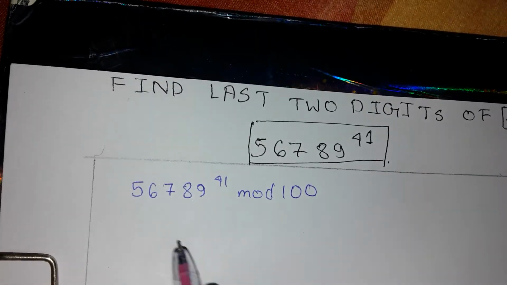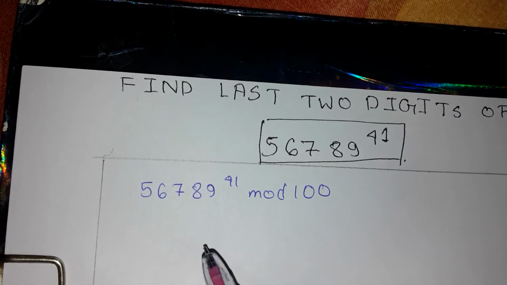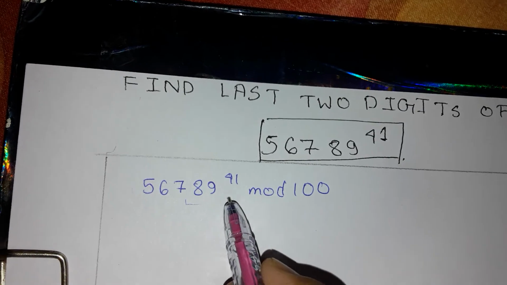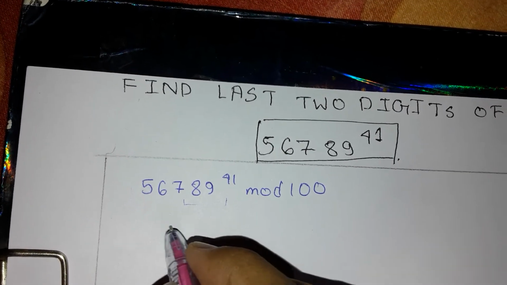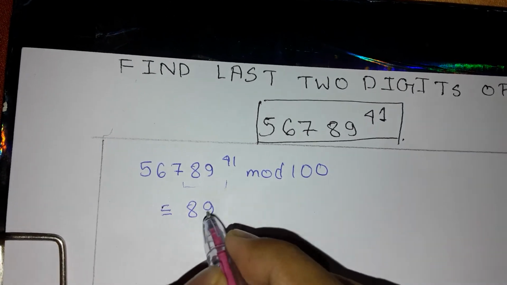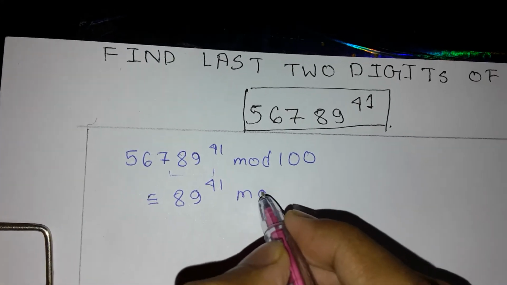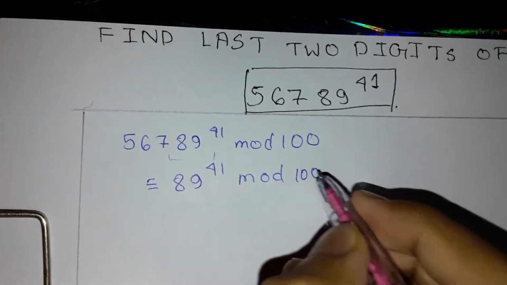The second hint says that the first three digits have no function here, only the last two digits have a function. So it will be congruent to 89 to the power 41 mod 100.